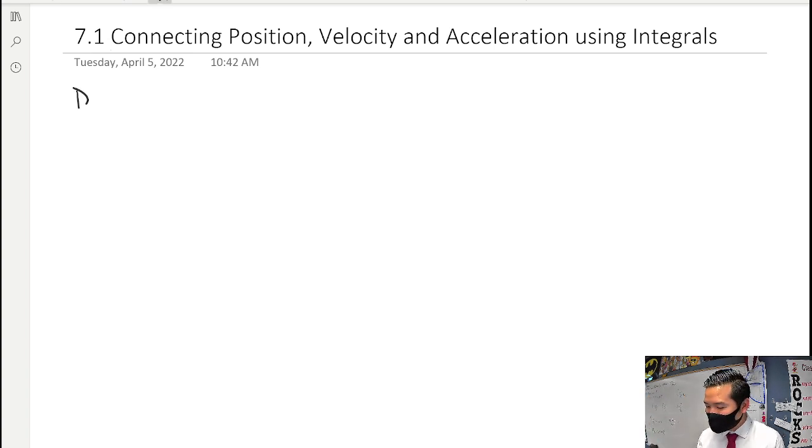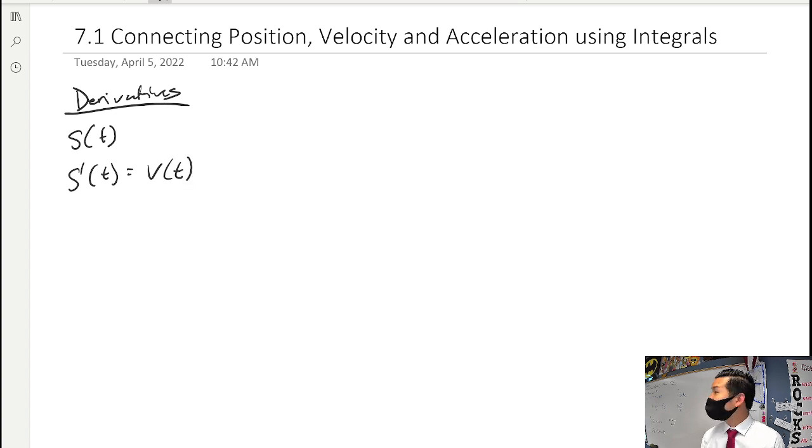So check this out. With derivatives, this one was more straightforward. If you had a position function, and you take the derivative of the position function, what do we get? The velocity function. It was actually the function that told you what the velocity is, okay? And if I took the derivative of that velocity function, what do I end up with? Acceleration. Again, the function that tells you what the acceleration is at a particular time.